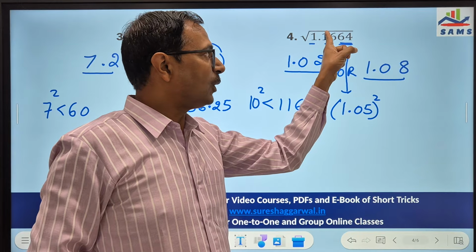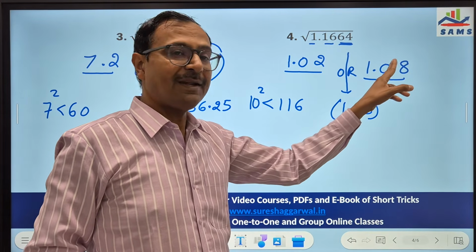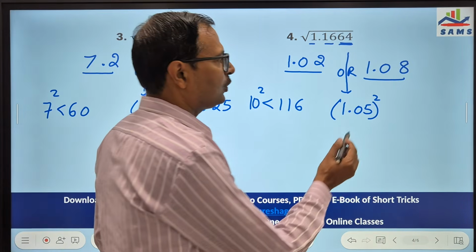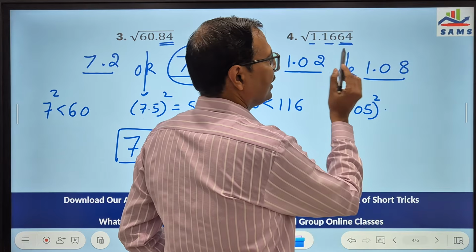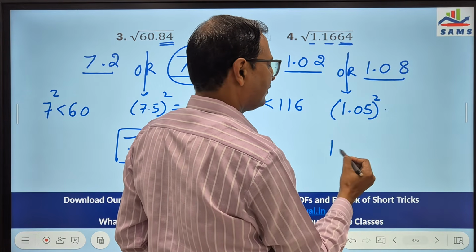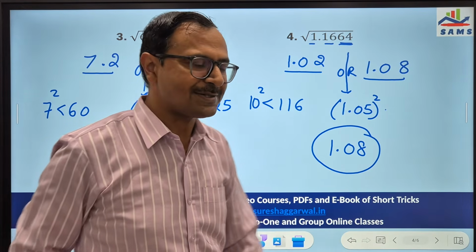If this number is smaller, then the smaller one is the answer. If this number is greater than this, then the greater one is the answer. For this question, I have already done it for you. This number which you will get is smaller. That means this is greater, and so your answer is 1.08. Now you can pick up the calculators and check your answer.